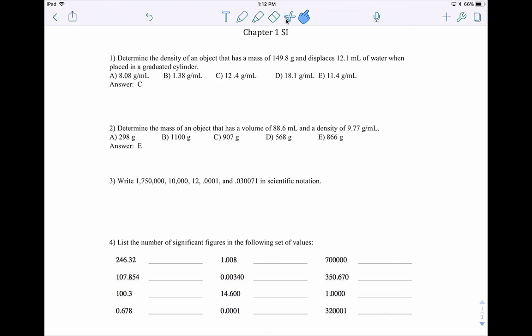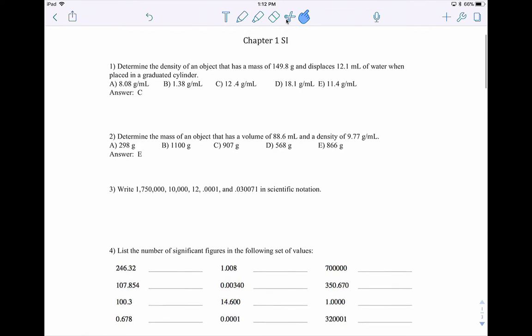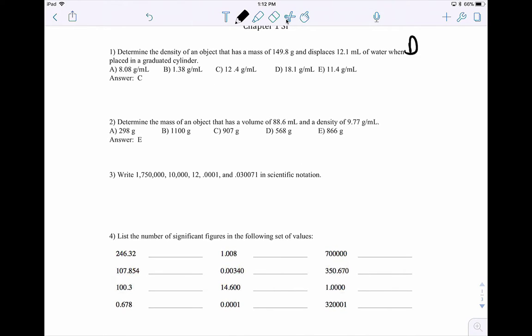So number 1, determine the density. And they give you the mass and they give you the volume. And so if you remember, the formula for density is equal to mass divided by volume. So in this case, you have 149.8 grams, that's your mass, and then your volume is 12.1 milliliters.